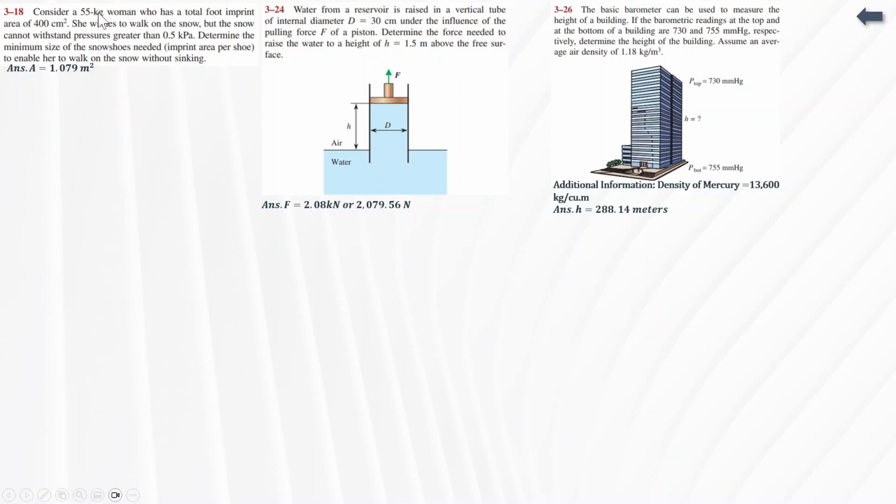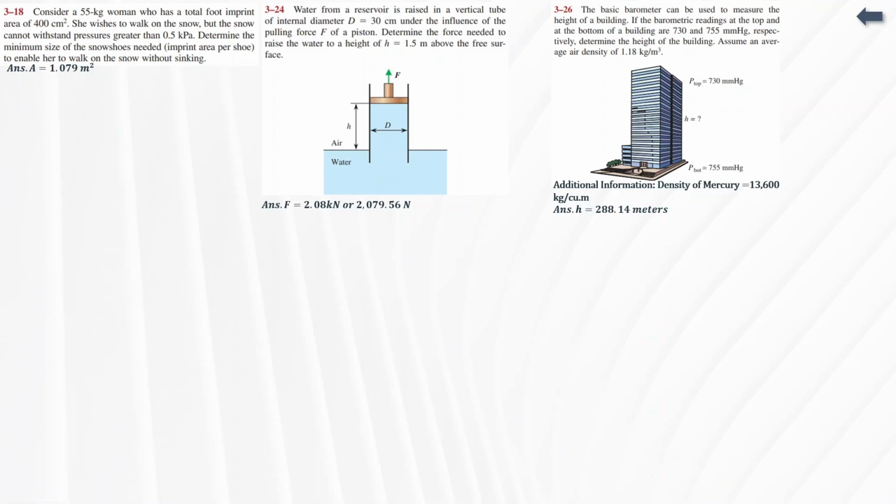All right, so consider a 55 kilogram woman who has a total footprint area of 400 centimeters squared. She wishes to walk on the snow, but the snow cannot withstand pressures greater than 0.5 kilopascal. Determine the minimum size of the snowshoes needed, so imprint area per shoe, to enable her to walk on the snow without sinking. I really want you to read the problem carefully, because although they provided a lot of figures here, you have to know which ones you actually need to use, right?